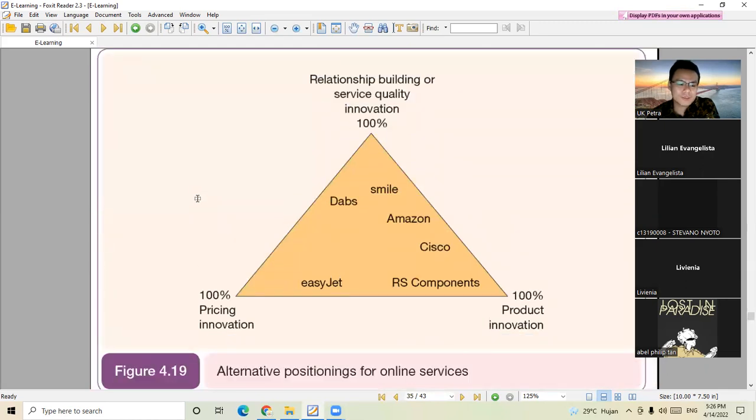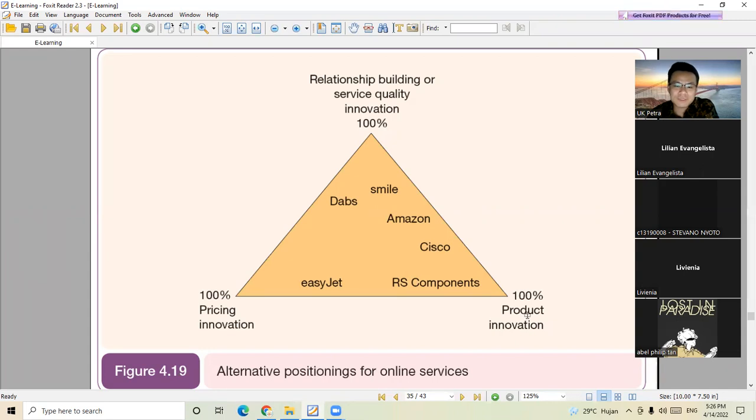And if we use the positioning, we can compare our position with other companies as well. For example, in this triangle, there are three components included here. For instance, at the left side is 100% pricing innovation. On the top, relationship building or service quality innovation, and on the right side is the product innovation.